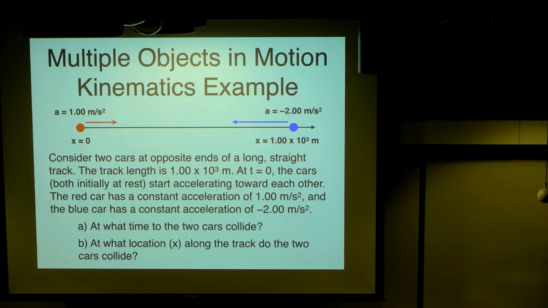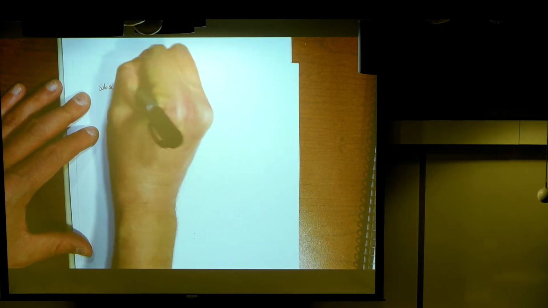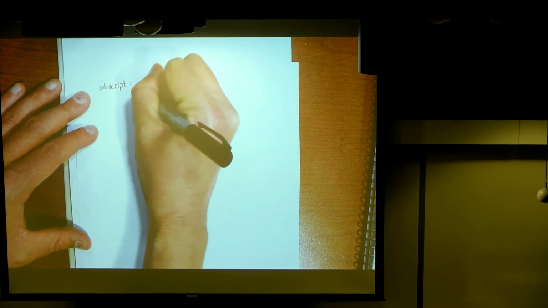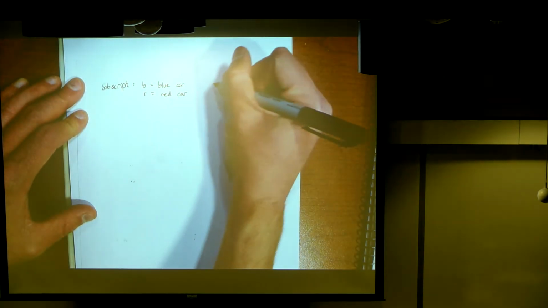Okay, so I mentioned this before, but when we have multiple moving objects, each one of them has its own set of kinematic equations, okay? We don't have just one equation that describes both cars simultaneously. So what I'll do here is I'll just use subscripts. B, that's the blue car. R, that's the red car. So pretty obvious, right?